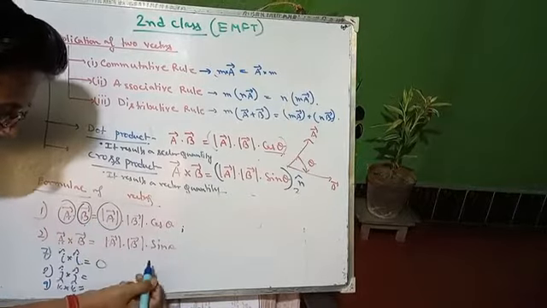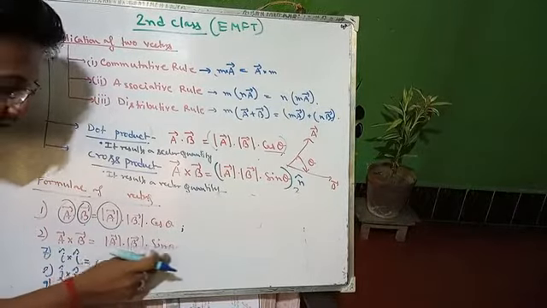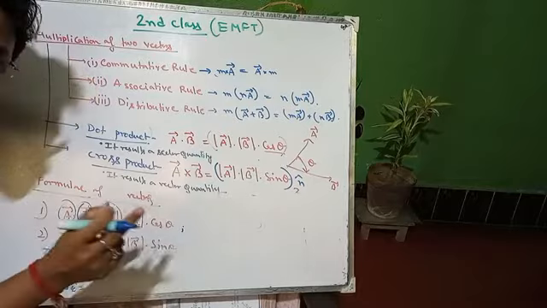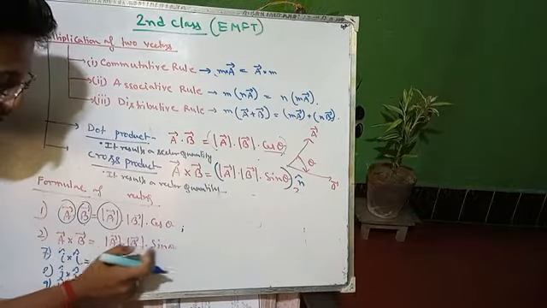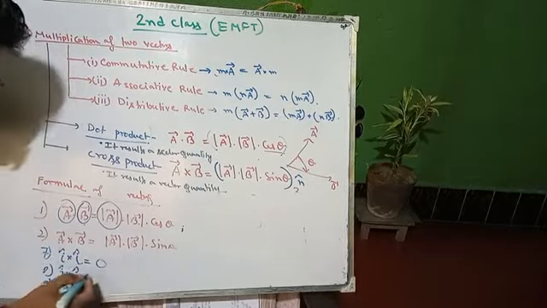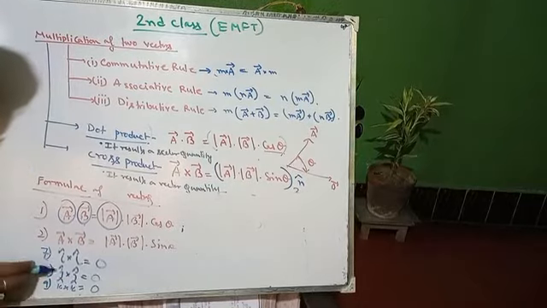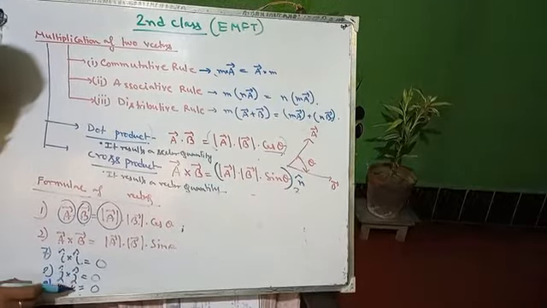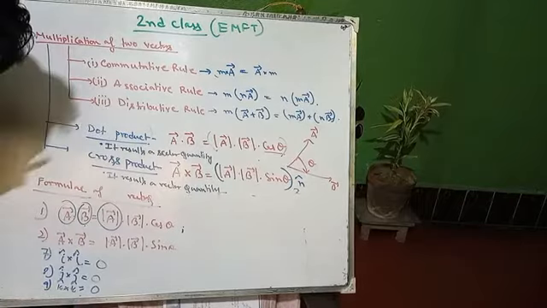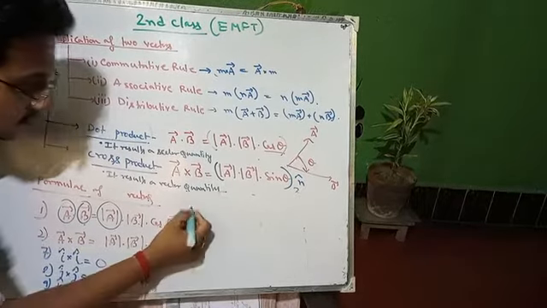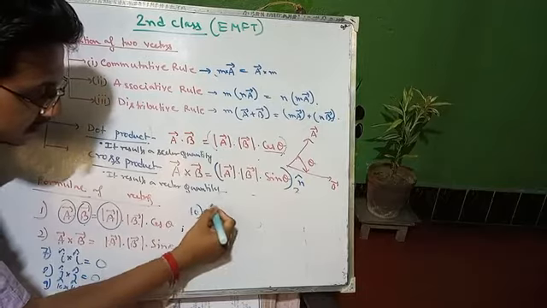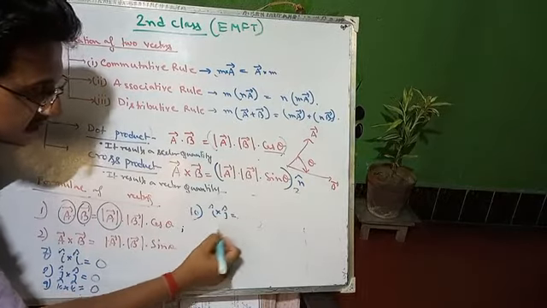Sorry, for I cross I the angle between them is 0 degrees. So sin 0 means 0. So 1 into 1 into 0, how much? It will be 0. Similarly, the values of j cross j and k cross k will also be 0. They are all 0. But for the next ones it will be important: I cross j, what will be the result?